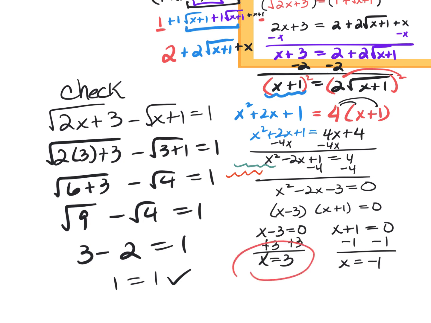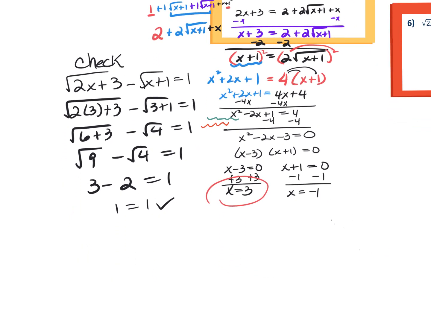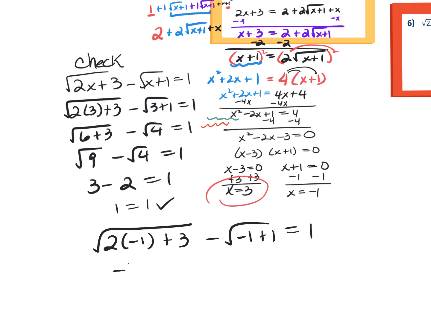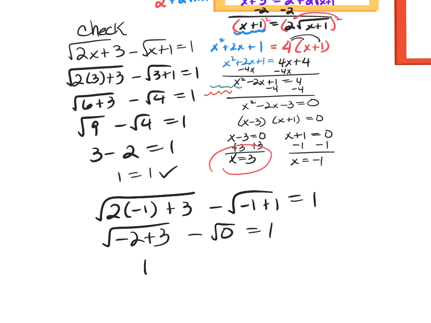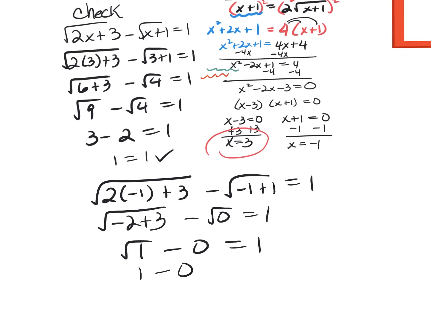Now let's plug in the -1. So again, we're replacing all the x's with a -1 this time. -2 plus 3. -1 plus 1 is 0. -2 plus 3 is 1. The square root of 0 is just 0. And then the square root of 1 is 1. 1 minus 0 equals 1. 1 equals 1. Good answer. So x equals -1 is also a good answer.